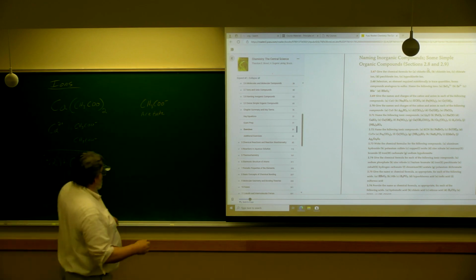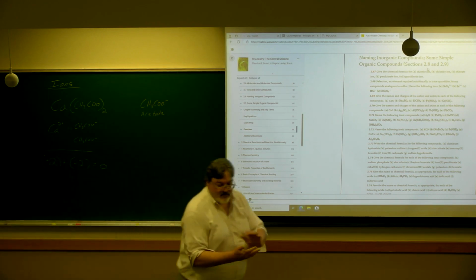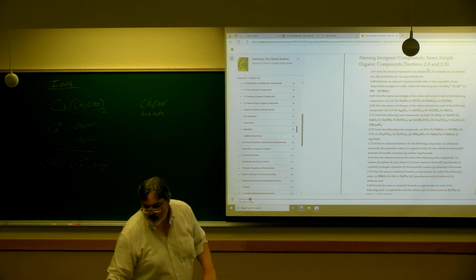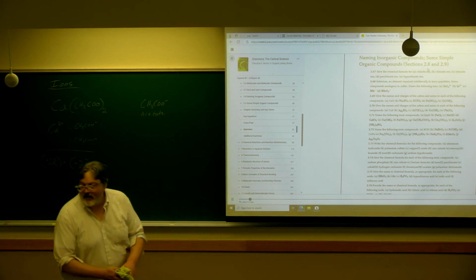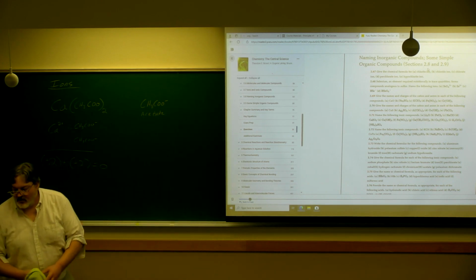It's not called calcium 2 acetate, because the charge on calcium is totally predictable. And same with the polyatomic ions. The charge is totally predictable.